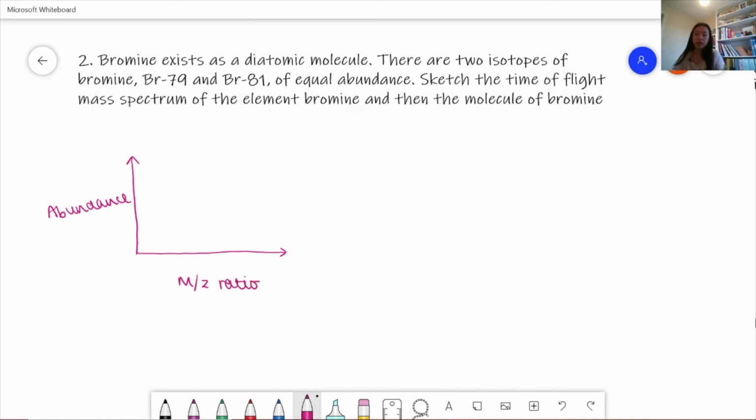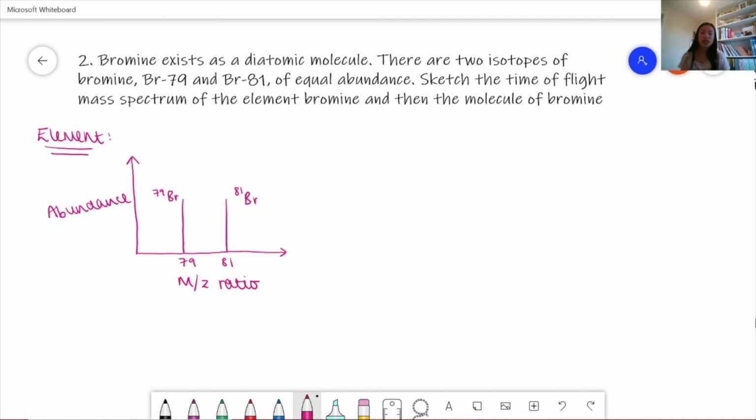So for the element, we have a peak at 79 and one at 81. And these are of equal abundance, we've been told. And so therefore we'll have a peak here and a peak here, which are going to be the same height. So this is going to be caused by this bromine 79, and here we have bromine 81.